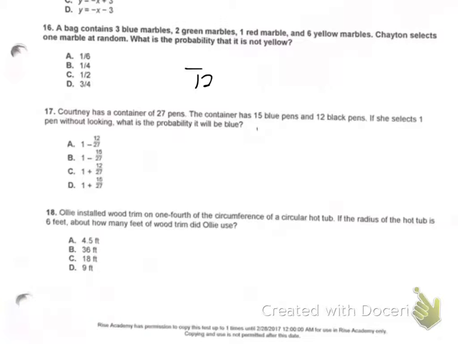That's my total. Now I'm looking for not yellow, so I can subtract however many yellow there are. 12 minus 6 will leave me with 6. So that's a half. The answer is C.